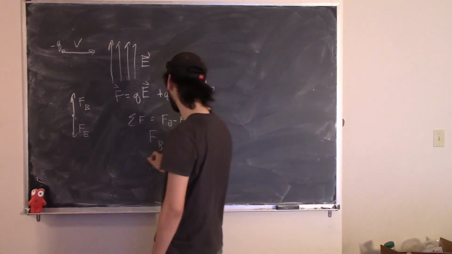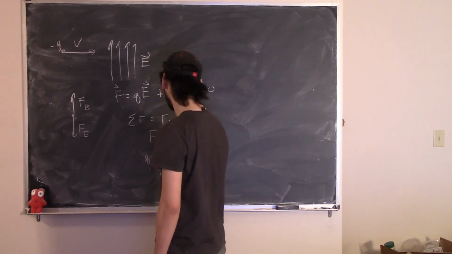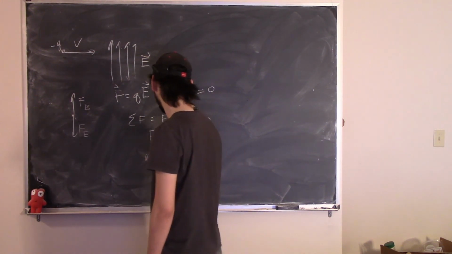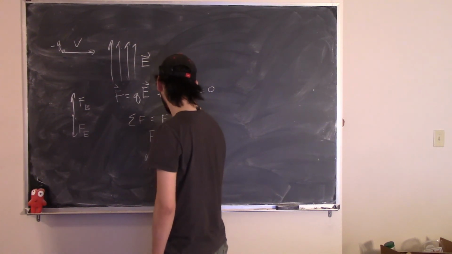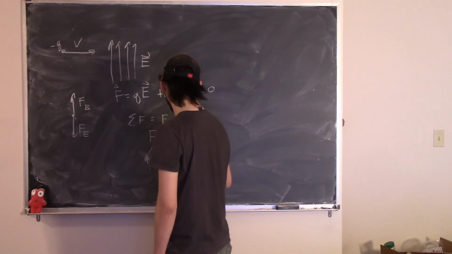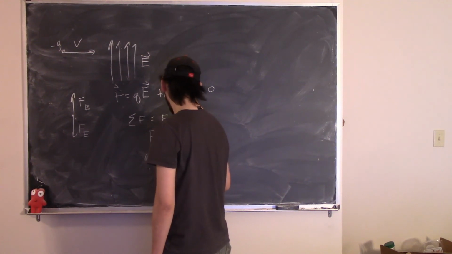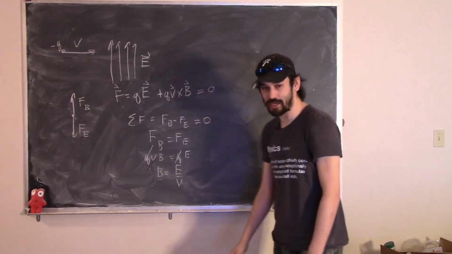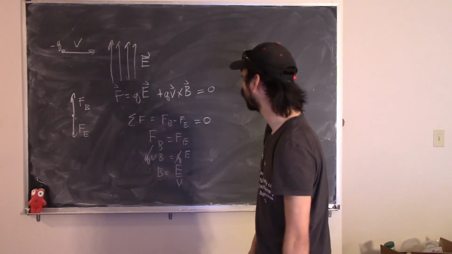And so that's just to say that QVB is going to be equal to Q times E, I can cancel my q's, and so the magnitude of the magnetic field is just going to be equal to E divided by V. Okay. Now I want to pause here for a second and talk about notation.